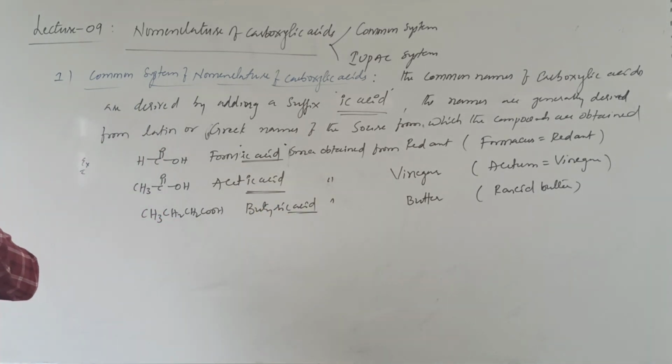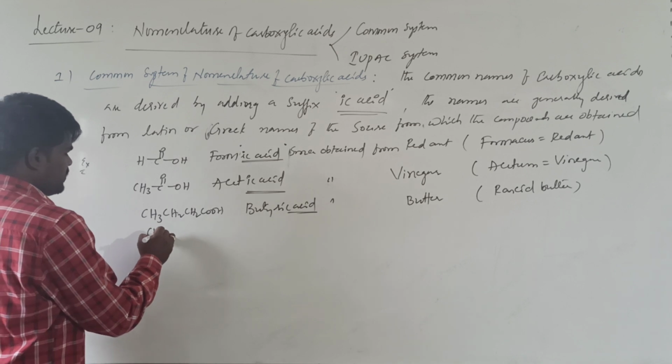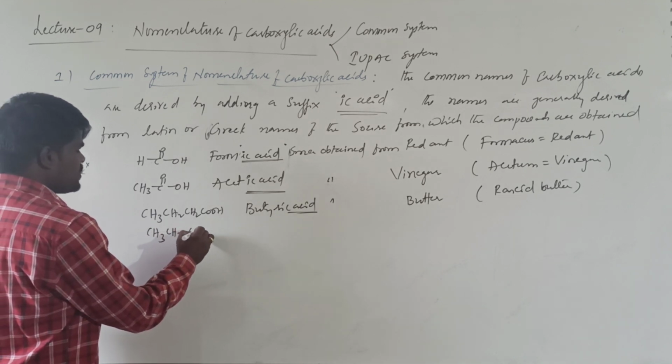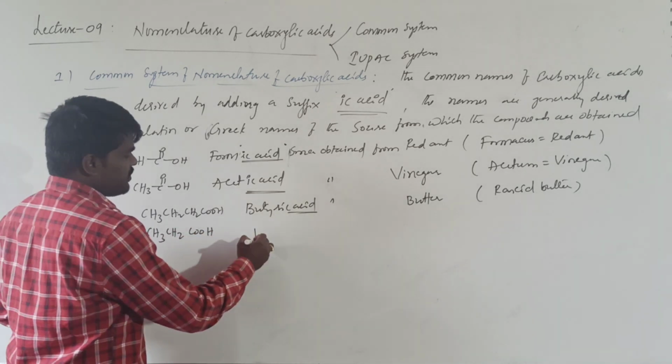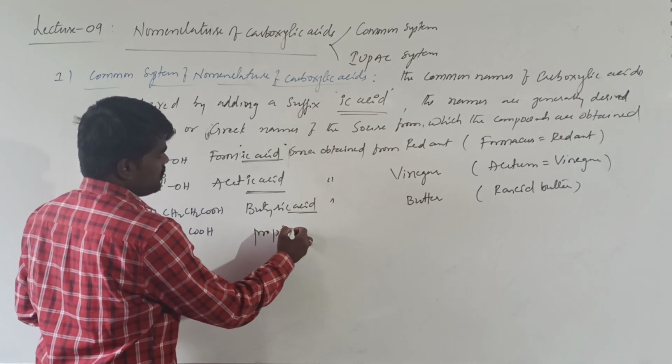So what is the conclusion here? If you go to the next member, the three-carbon one is called propionic acid. If there are three carbons, we call it propionic acid.